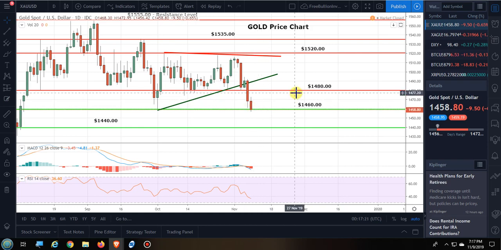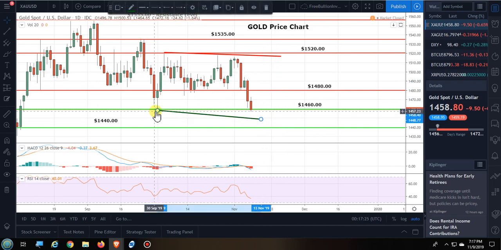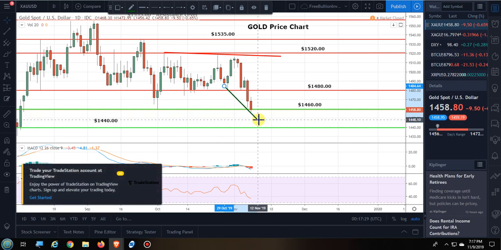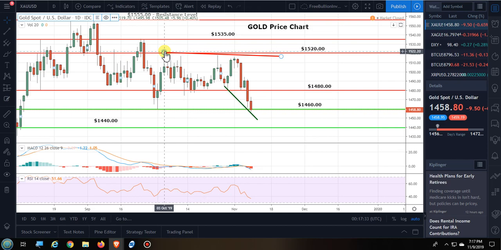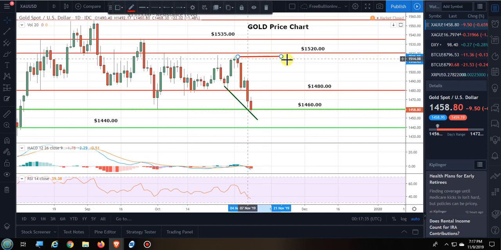Now, for next week, I'm expecting gold to rebound and move to the upside. Excuse the pop-up there. Let me move this other line here. You can probably see the pattern yourself taking shape. It is a falling wedge. A falling wedge is a positive pattern. And the price of gold is expected to move to the upside.